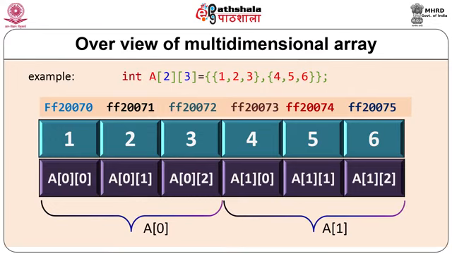A two-dimensional array is stored in the memory as follows. EF20070 is the memory address of the first element of the array, that is A00, whereas FF20075 is the memory address of the last element, that is A12, and that element is 6, whereas the first element A00 is 1.